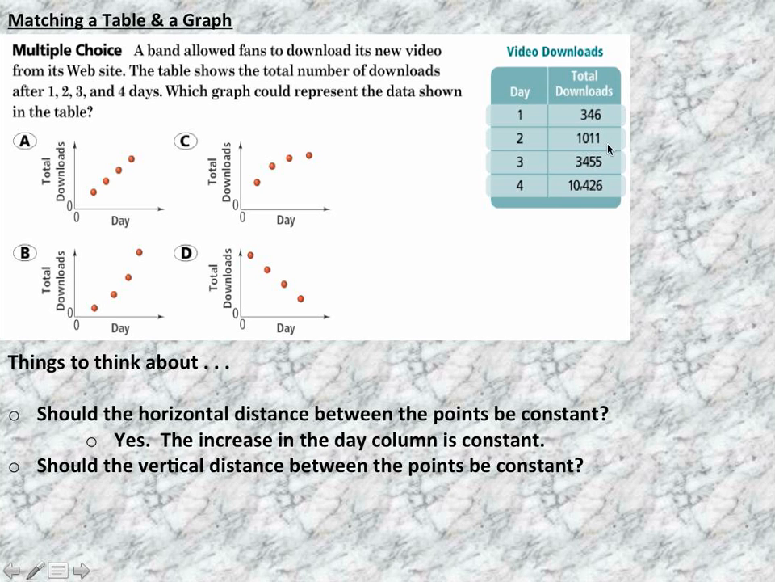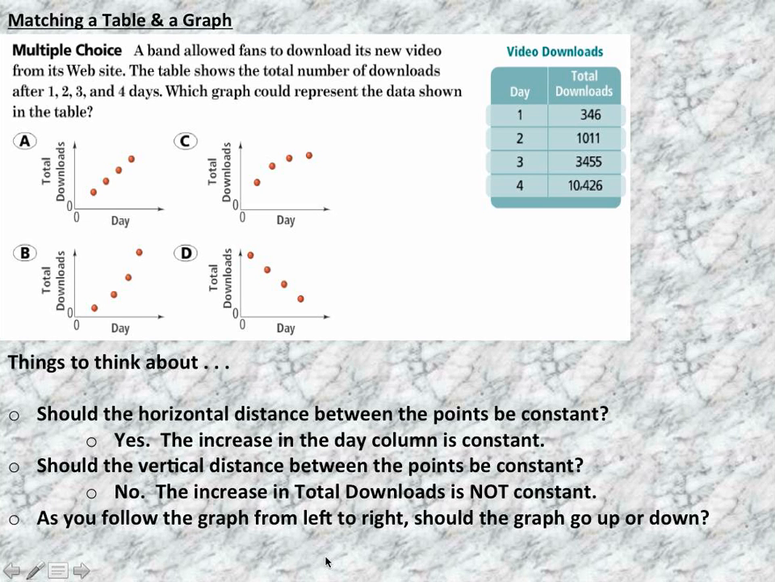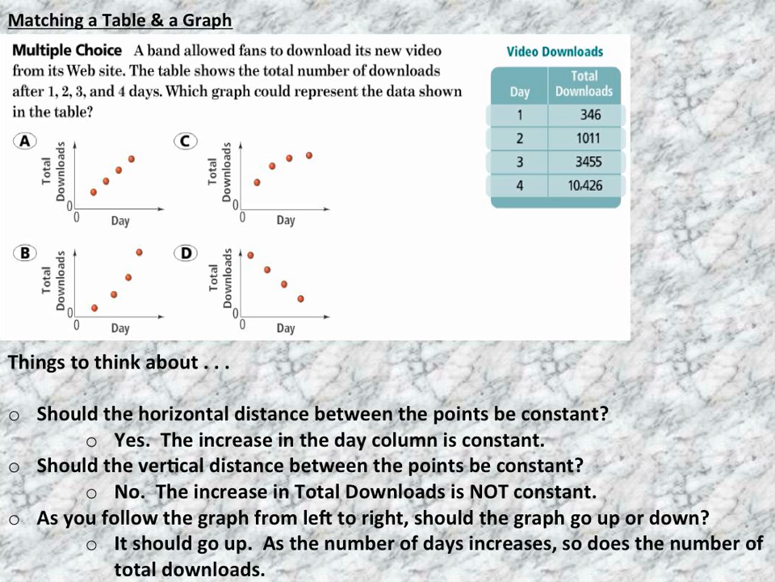So it's obviously not staying the same. So it shouldn't be constant. The distance vertically should not be constant. All right? And then as I follow the graph from left to right, should it go up or down? Well, as I get more days, I'm getting more downloads. So it should go up, all right, from left to right.